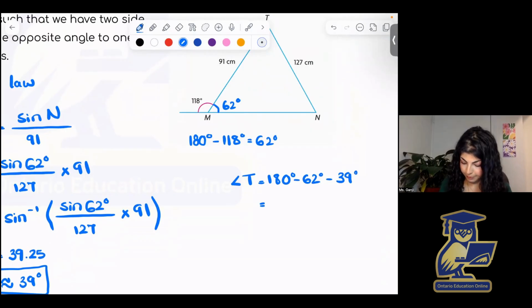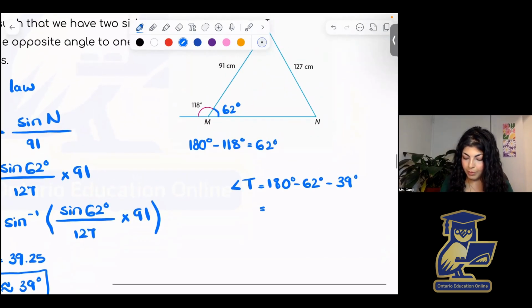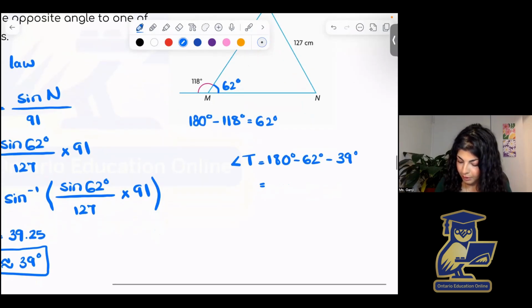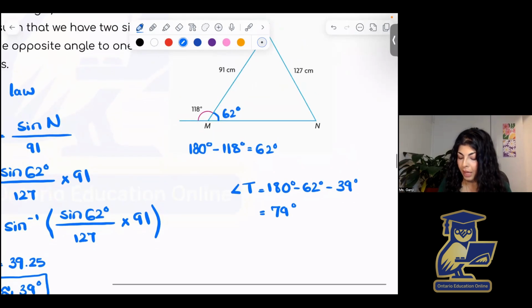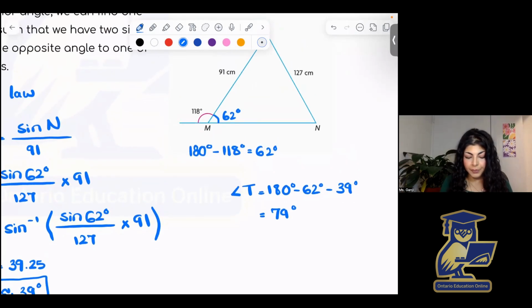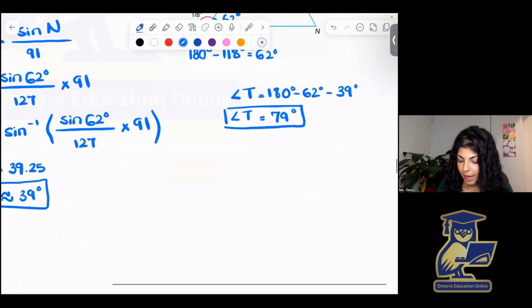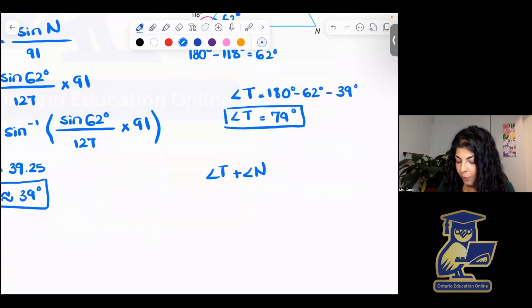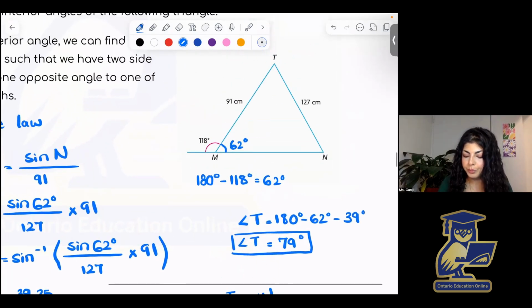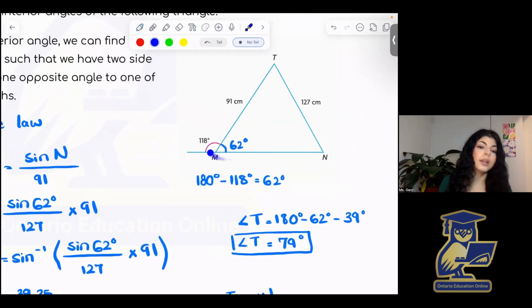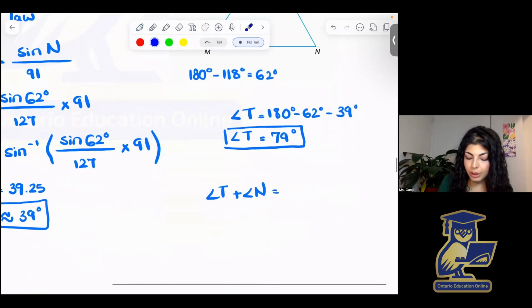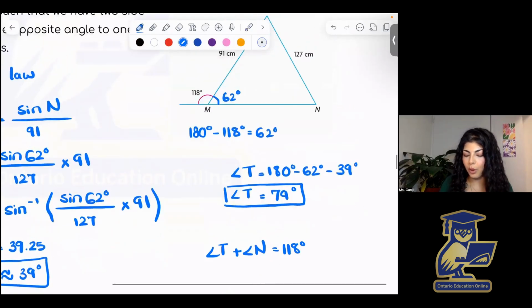degrees. And in fact, this will be 79 degrees. And one thing to point out here, if you add 79 degrees, so pretty much angle T plus angle N, which are the other two angles compared to 62 degrees, these will actually produce 118 degrees, which is what we saw here.